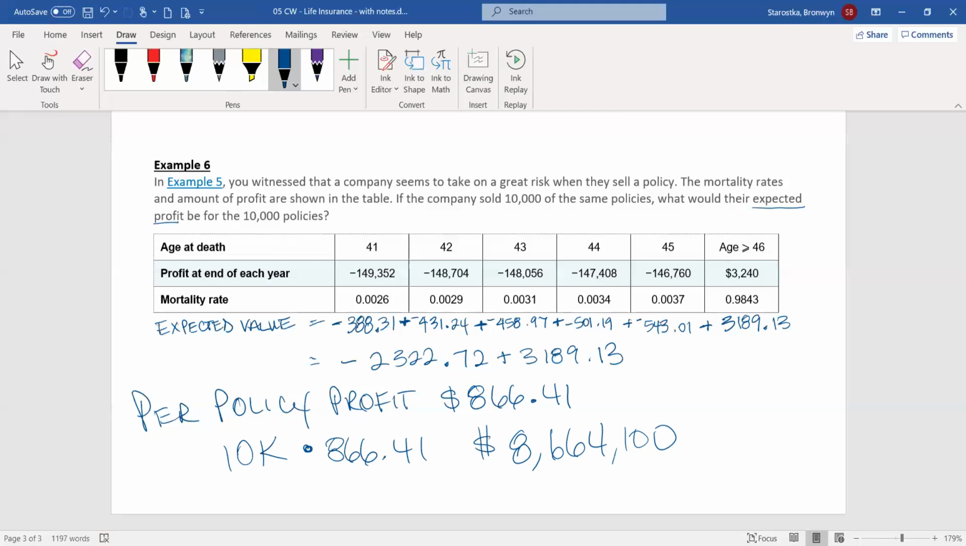Expected value. We take that assumed profit at the end of the year times that mortality rate. And then we add up all those expected value numbers to get the per-policy profit and then multiply it by the number of policies. So we're going to have a few of these in homework.